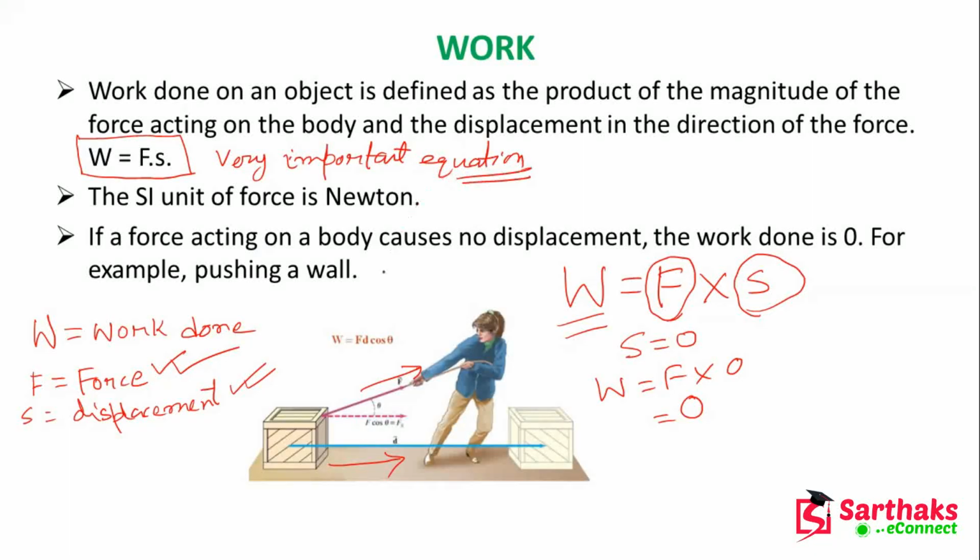So now I think you have a clear idea regarding work. Work done means there should be some displacement. No displacement, no work. Yes displacement, yes work, right? Work done on an object is defined as the product of the magnitude of the force acting on the body and the displacement in the direction of the force.